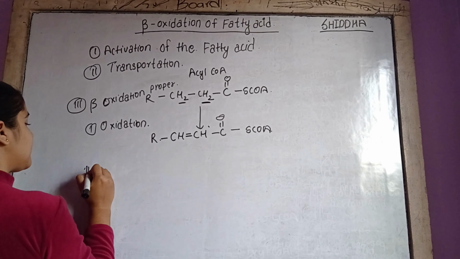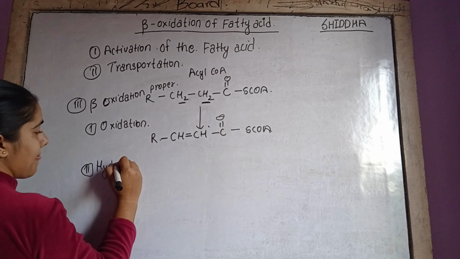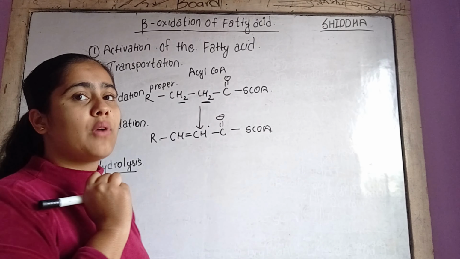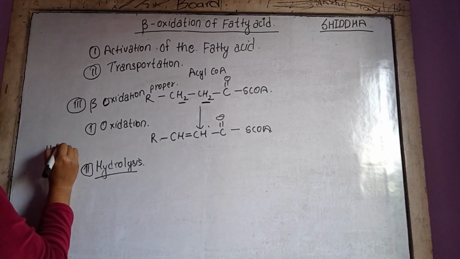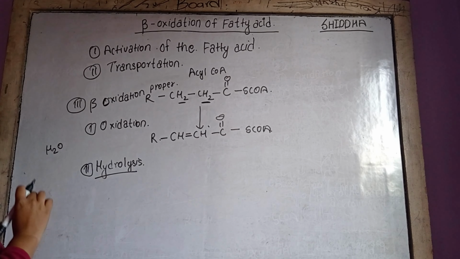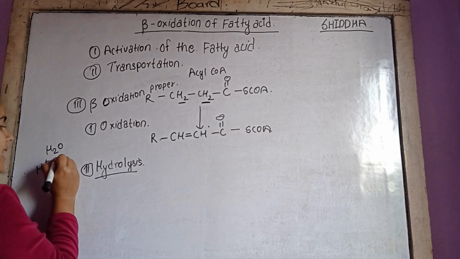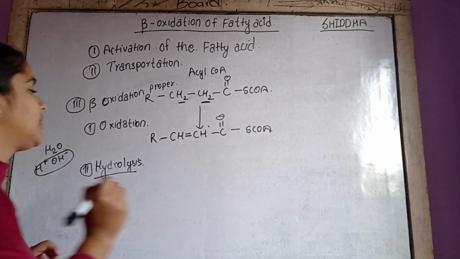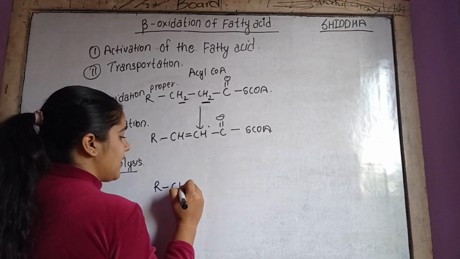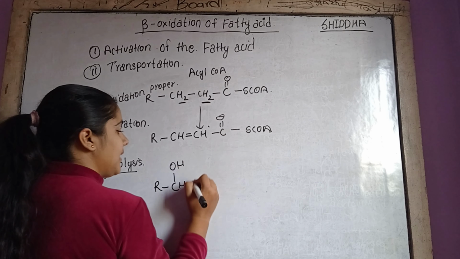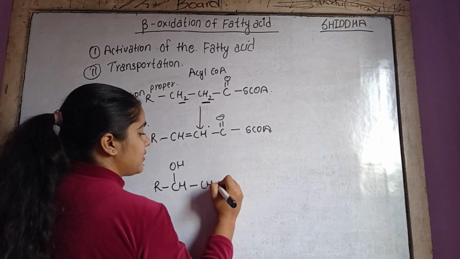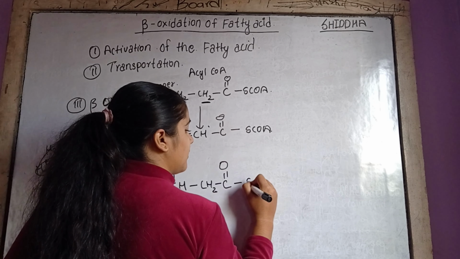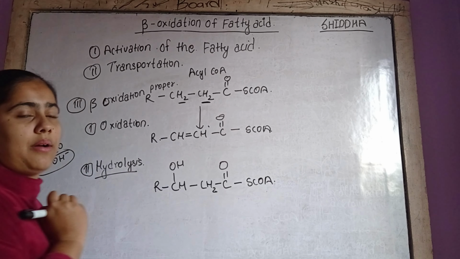Then second step is hydrolysis. Hydrolysis means addition of water. We have H2O. So when we break it down, we will get H+ and OH-. So there will be addition of these ions here. So let us add this. So here in the beta carbon, OH will be added, and here hydrogen will be added in the alpha carbon, and we will get this compound.